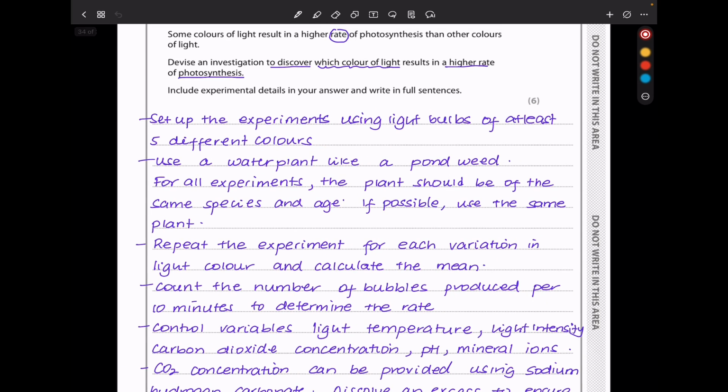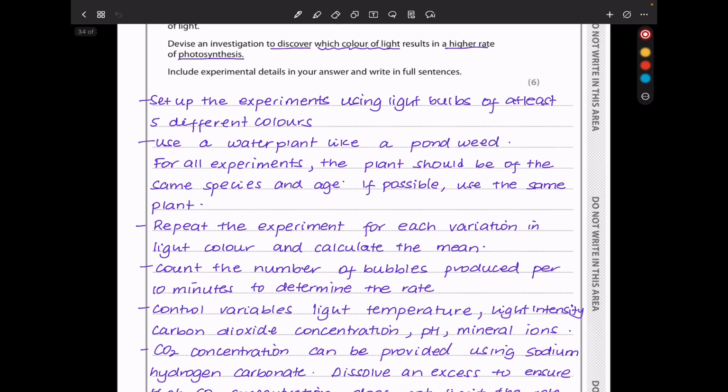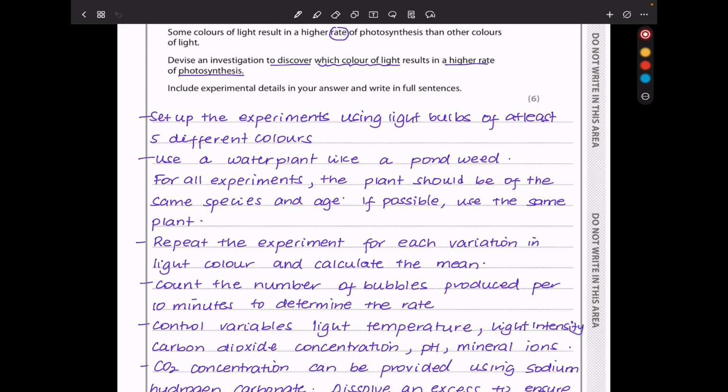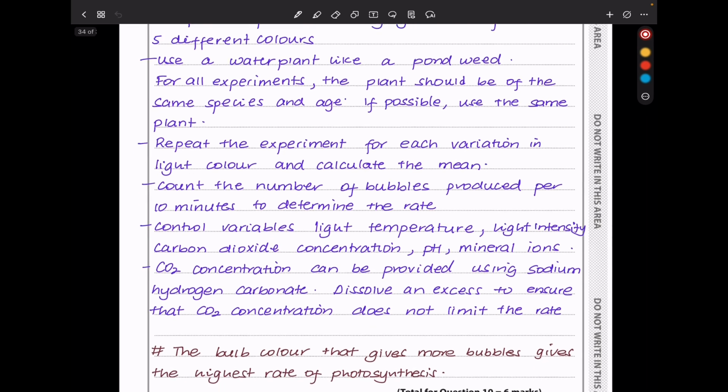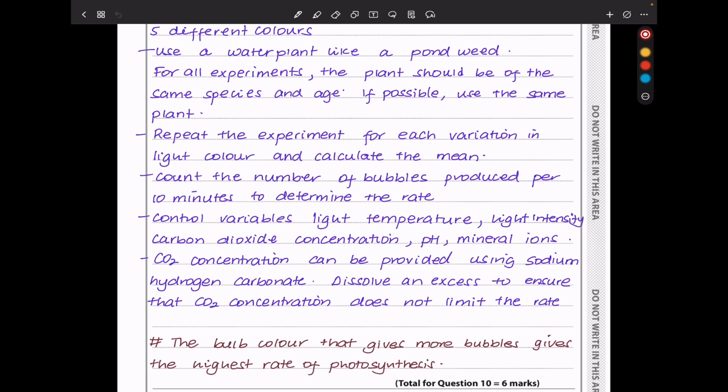Use a water plant like a pondweed. For all experiments, the plant should be of the same species and age. If possible, use the same plant. Here, if you decide to use the same plant, you must give the plant time to acclimatize, or get used to the new conditions, before you begin to count the bubbles of gas produced. Otherwise, your results are going to be faulty. Repeat the experiment for each variation in light color and calculate the mean. For the dependent variable, we count the number of bubbles of gas produced per time.